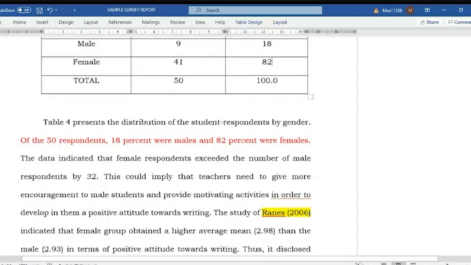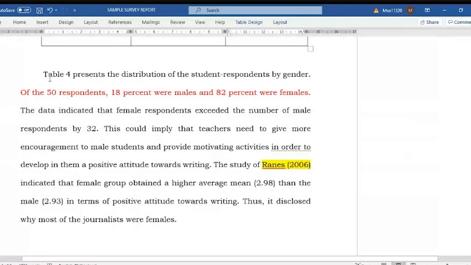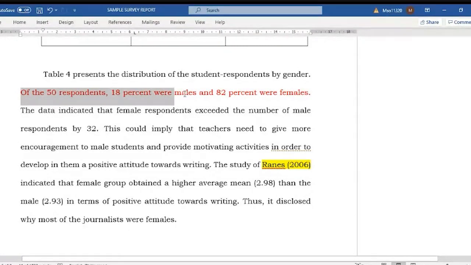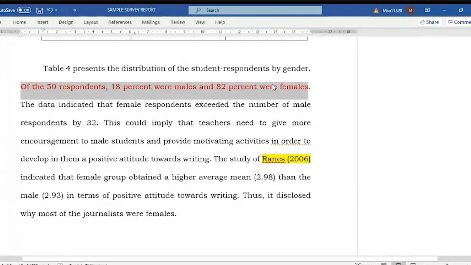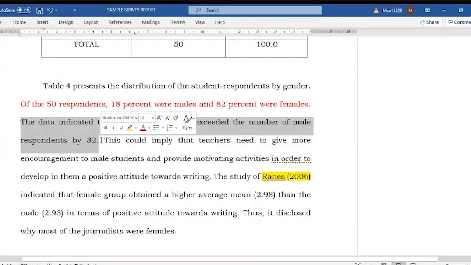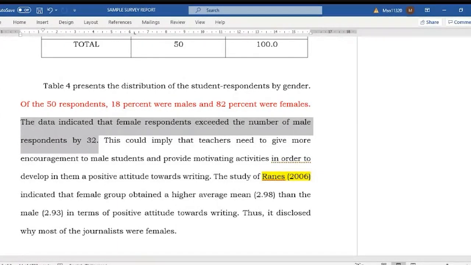So let me show you how this report is being interpreted. Table 4 presents the distribution of the student respondents by gender. So it described the table of the 50 respondents. 18% were males and 82% were females. So you have to learn these expressions, of the 50 respondents, 18% were males and 82% were females, to describe the gathered data. The data indicated that female respondents exceeded the number of male respondents by 32, literally. Okay? It is describing the data.